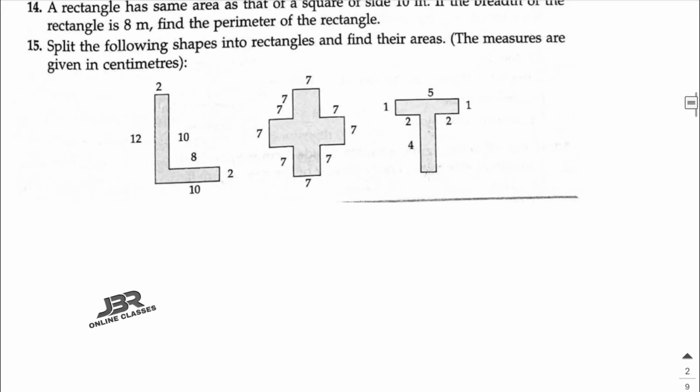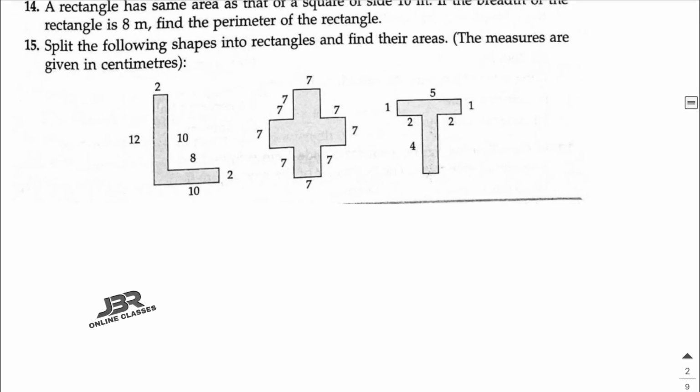Okay, so here sum number 15. In sum number 15, split the following shapes into rectangles and find their areas. So for the first one, it's an L shape. So just continue this line here.